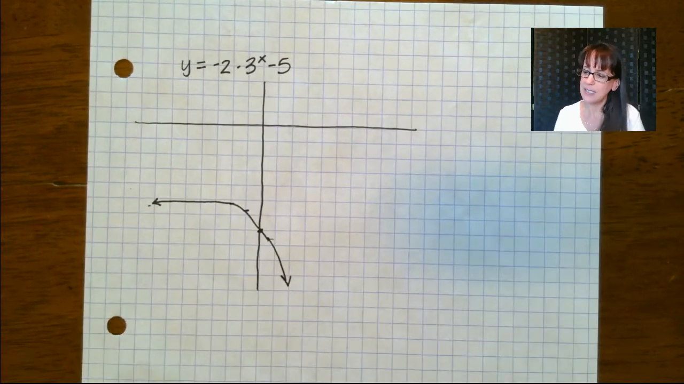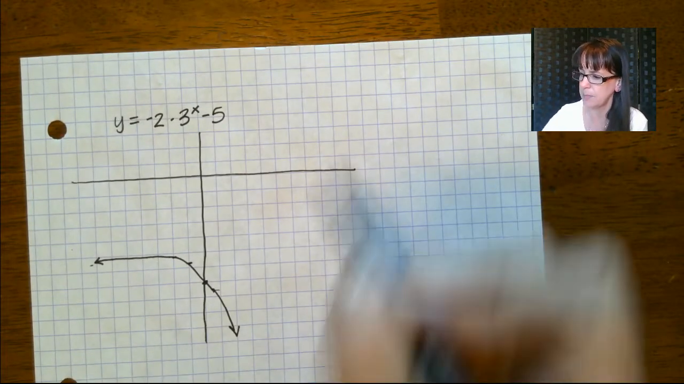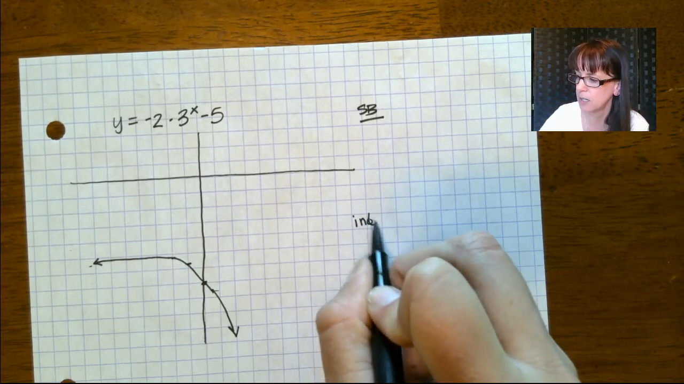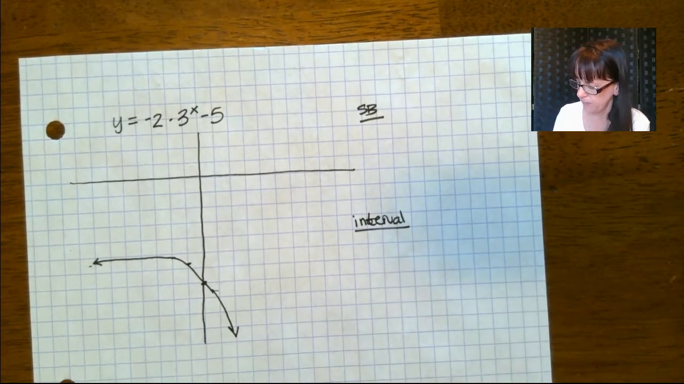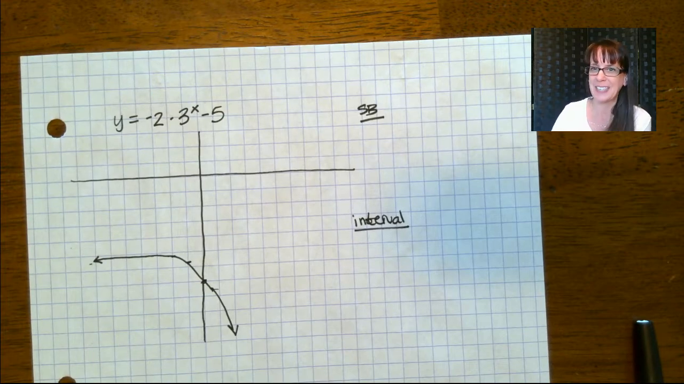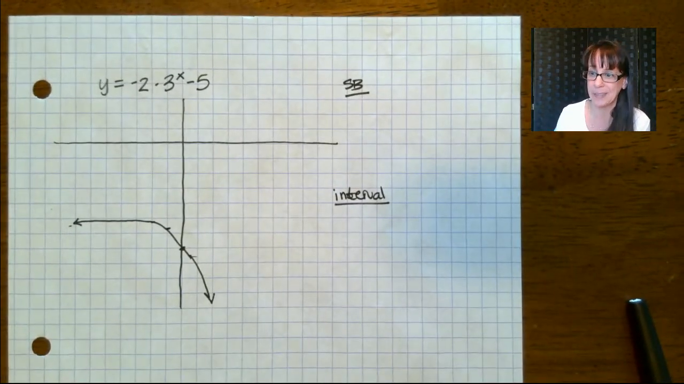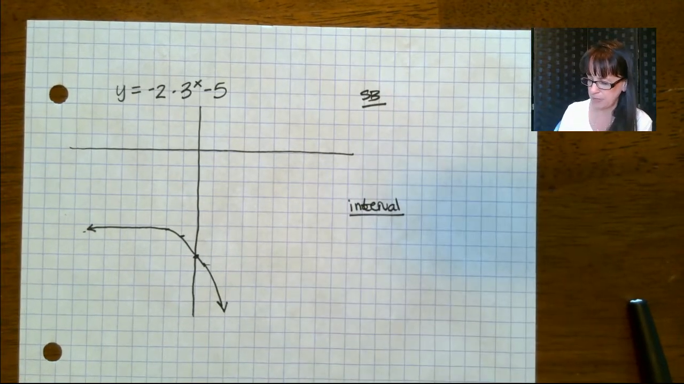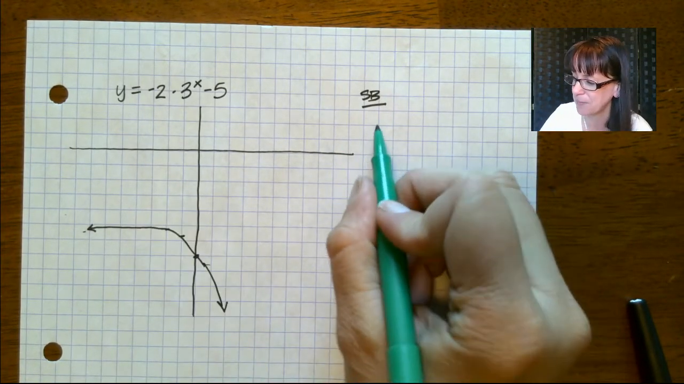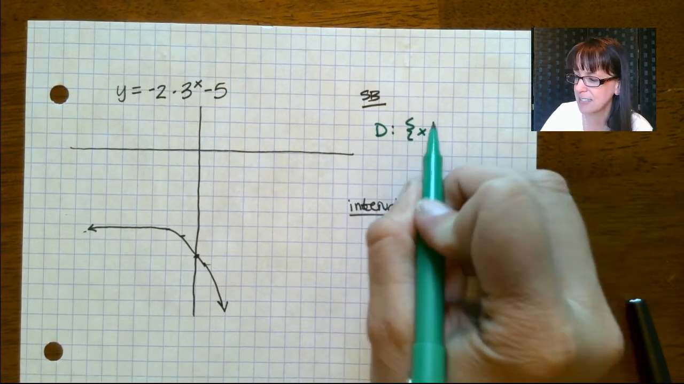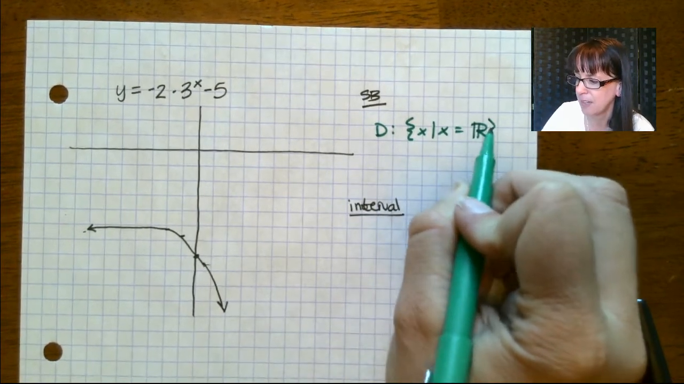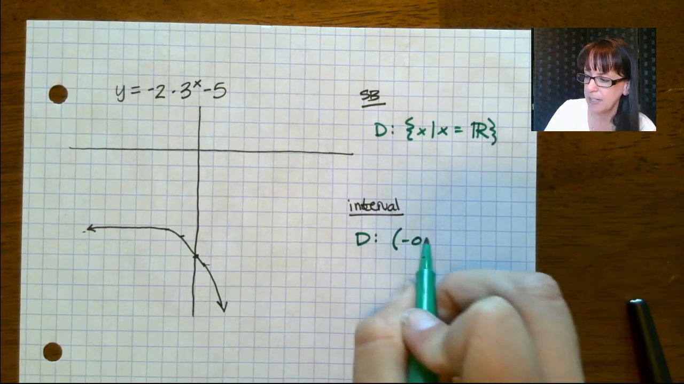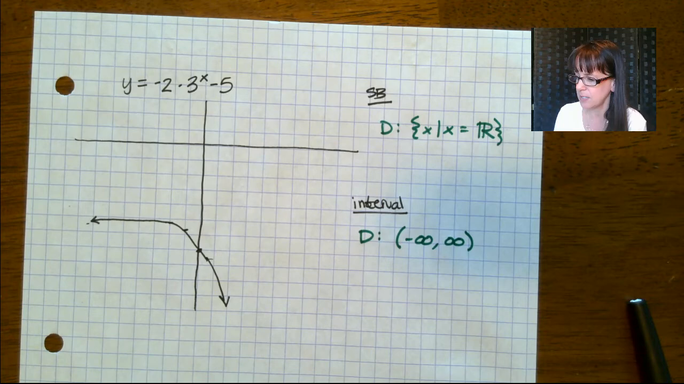So again, we're going to do our set builder notation and then our interval notation. For our domain, just like I said in the previous one, remember, all real numbers for exponential functions. Not for every kind of function, just for these exponentials for right now. Domain is X such that X equals all real numbers. And as interval notation, that would be -infinity to positive infinity. Now let's talk about range.